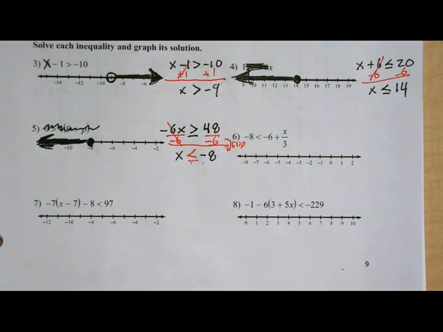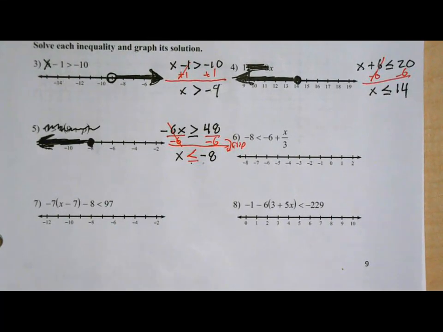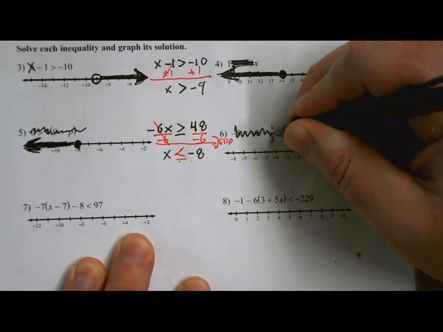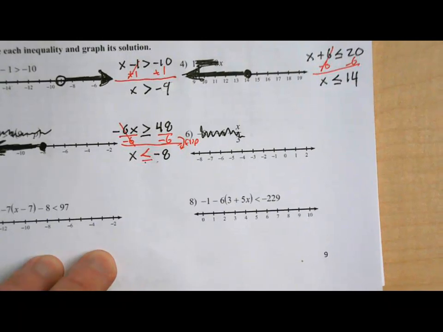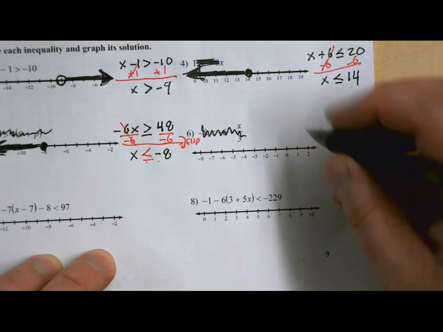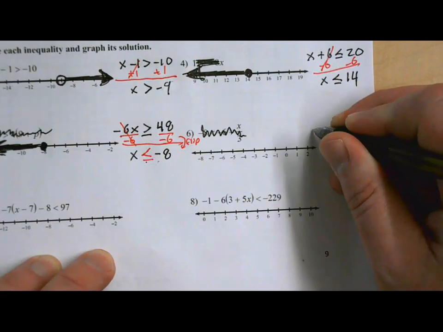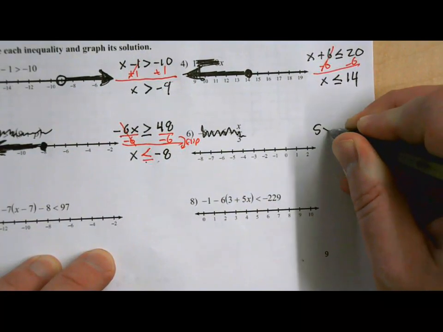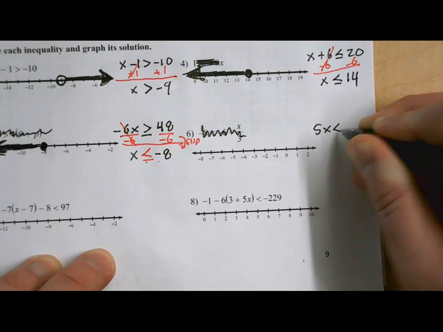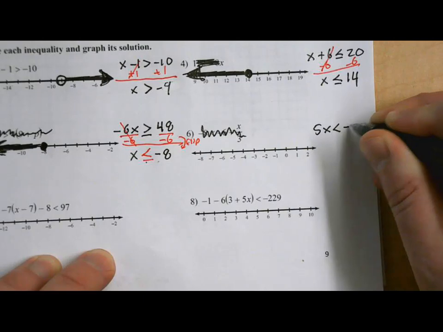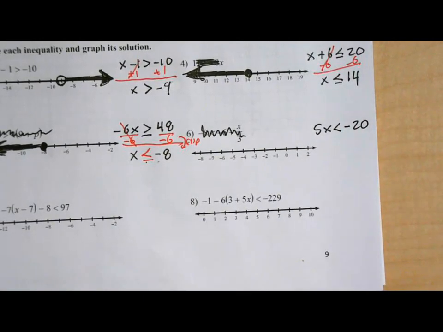You guys are doing awesome. Any questions so far? Keep it up. Changing this one completely also. We're going to go with 5x is less than negative 20. 5x is less than negative 20.